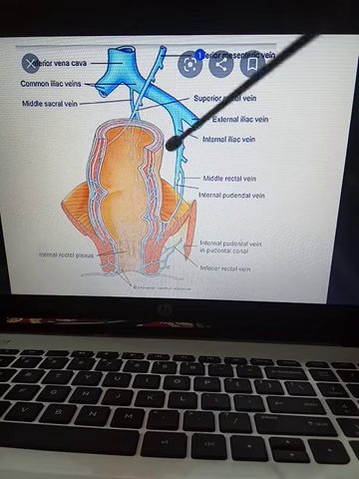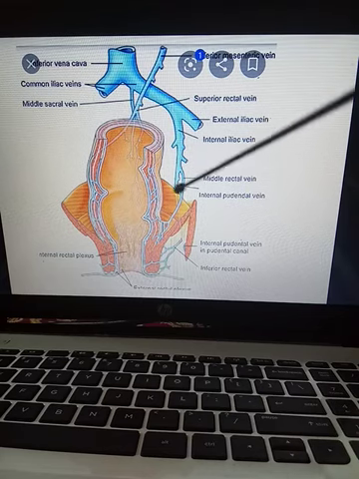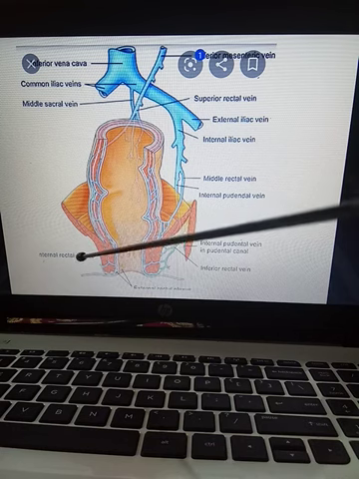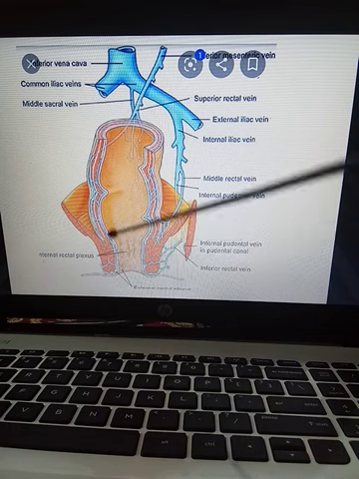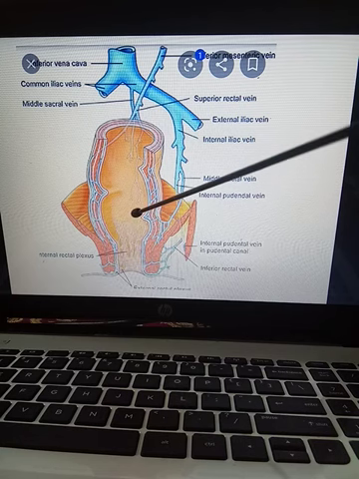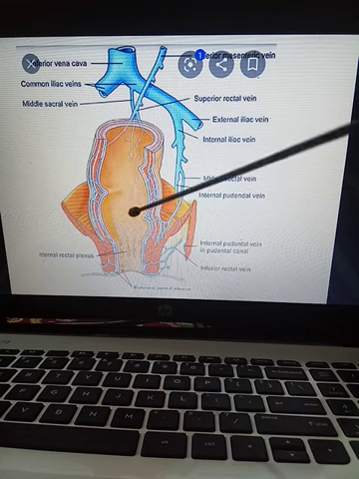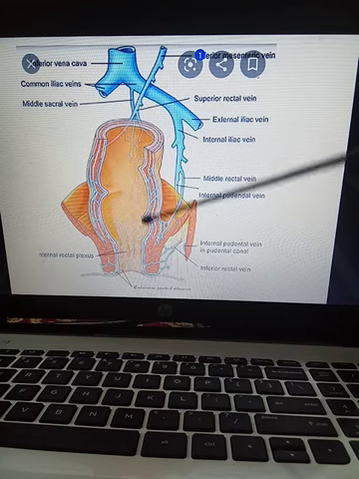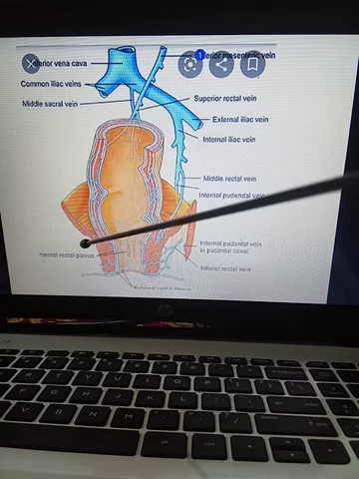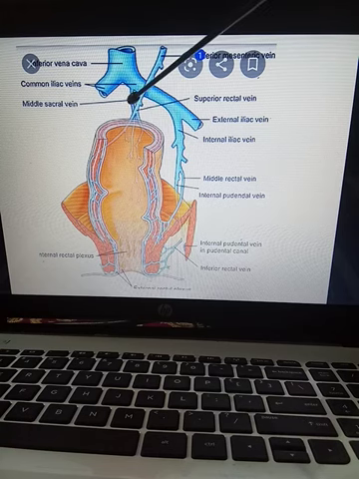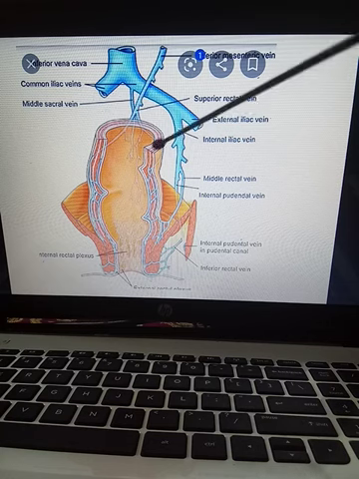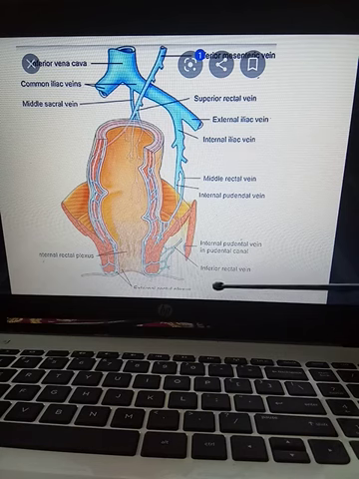Then for the venous drainage you have two plexuses. Here I will show you. This is your internal venous plexus. The internal venous plexus is in the submucosa of the anal canal. Where will it drain? This internal rectal venous plexus goes directly into the superior rectal vein. It will drain into the superior rectal vein. Moreover, it has communications with the middle rectal and the inferior rectal veins also.